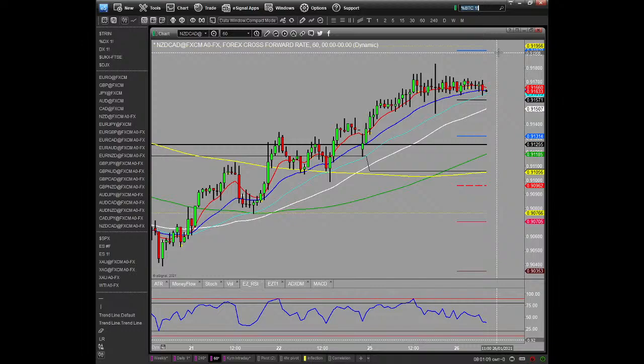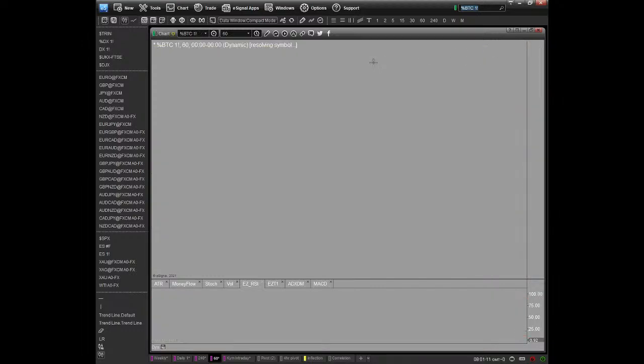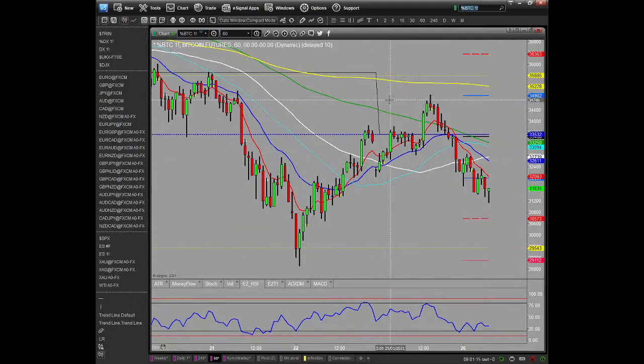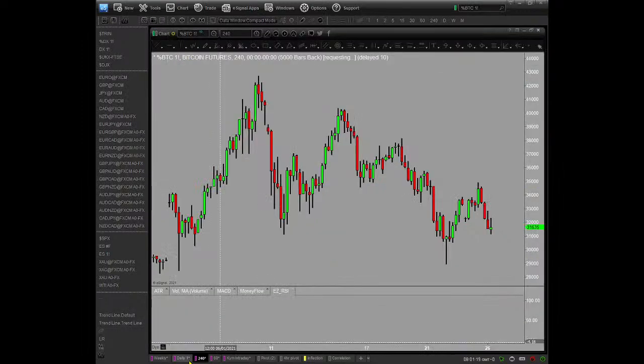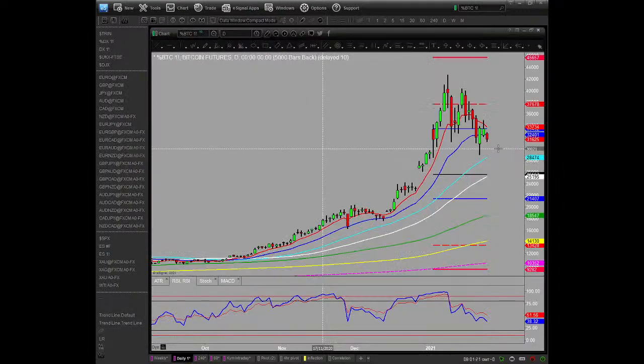Now, finally, let's just have a look. I know there's quite a few Bitcoin followers out there. I see Ethereum's been pushing well. I can't put an Ethereum chart on this particular system. This is just the futures here. But Bitcoin has come off again a bit today.